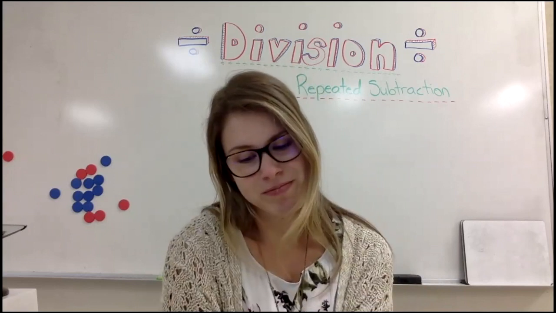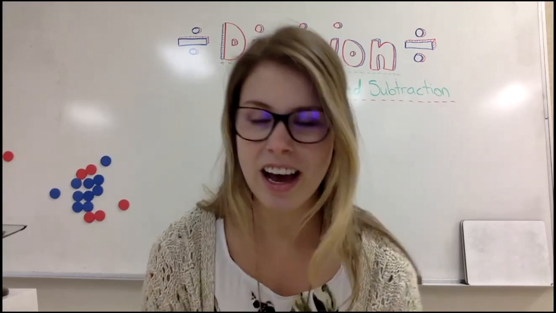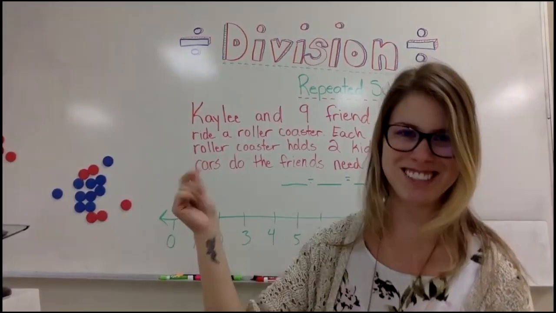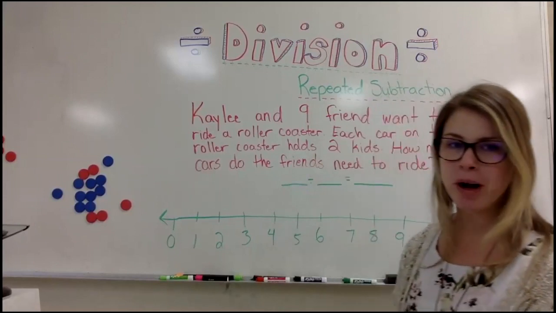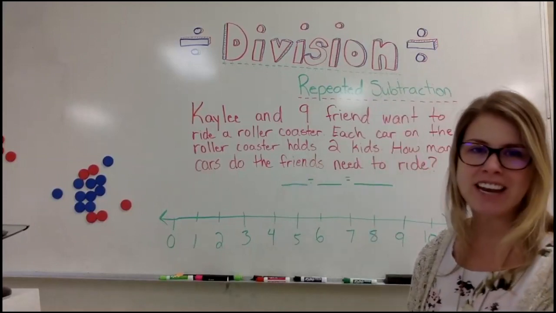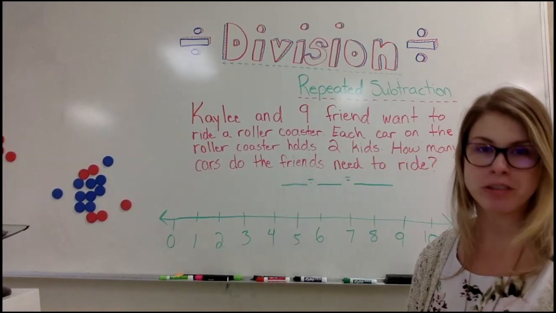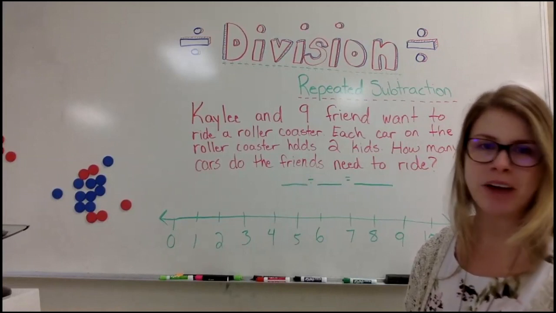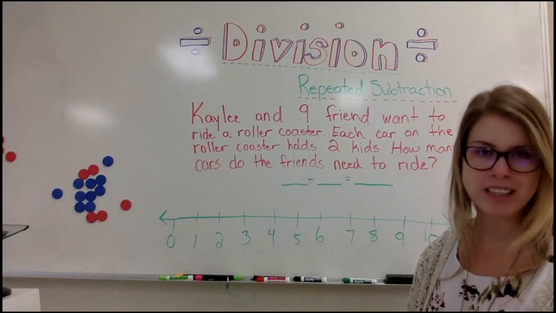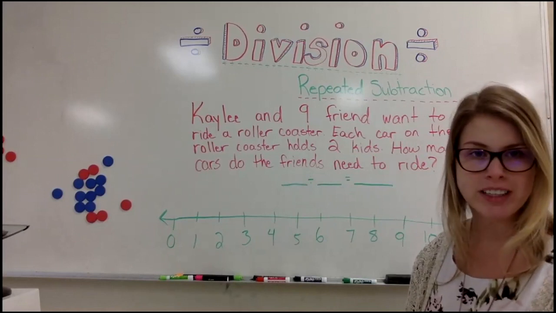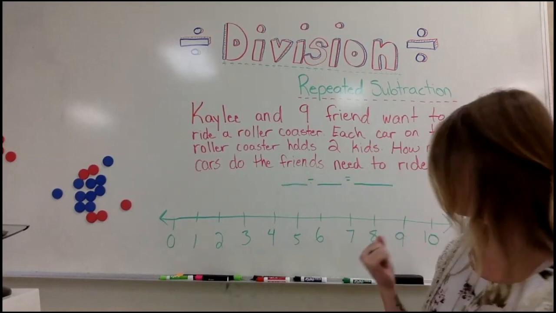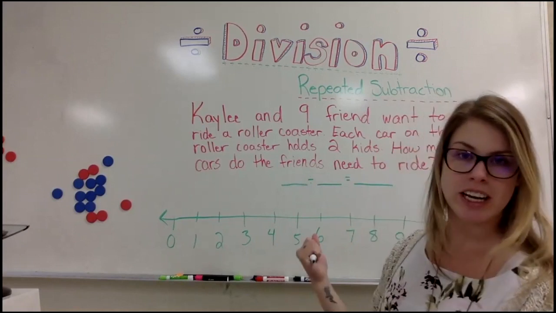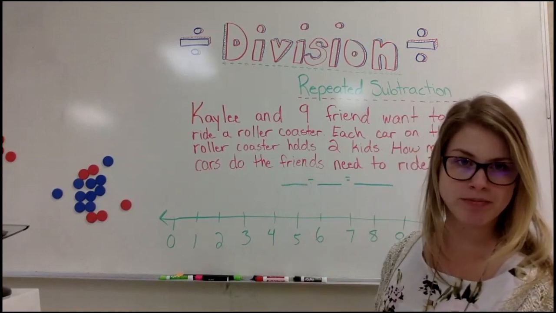So let's get started. We are going to start off with a word question. So I'm just going to put that up there. Okay, so our word problem today says, Kaylee and 9 friends want to ride a roller coaster. Each car on the roller coaster holds 2 kids. So how many cars do the friends need to ride? So they all want to ride together. So the first thing we always do is figure out what our important information is. So take a second, what's our important information?